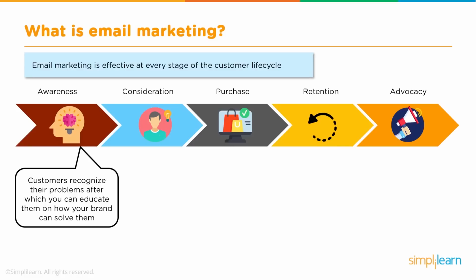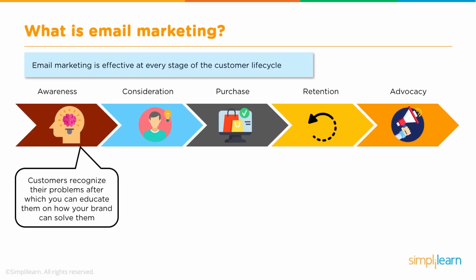So let's start with awareness at the very top. So email marketing allows customers to recognize their problems, after which you can educate them on how your brand can solve them. Okay? Just like any other marketing channel, somebody's looking for something, a need of something, we can come to the rescue. In this case, we're going to come to the rescue with email, and we can go ahead and educate them on what their need is and how we can collaborate with them, help them, educate them, solve their problems with our product. Okay, so that's what email is going to do. We're going to communicate with them via email, and we're going to bring awareness to the problem by solving the problem.